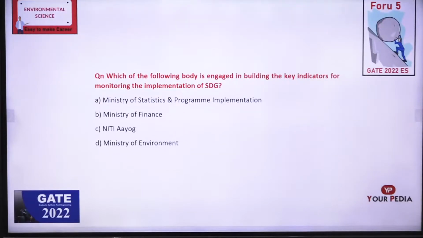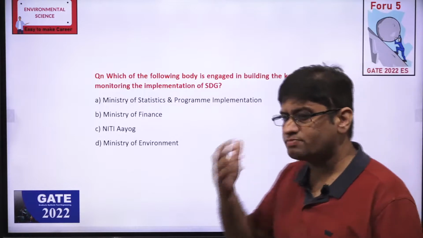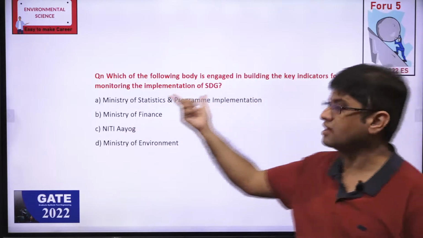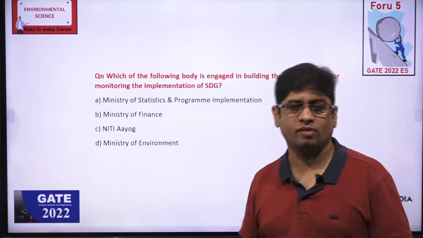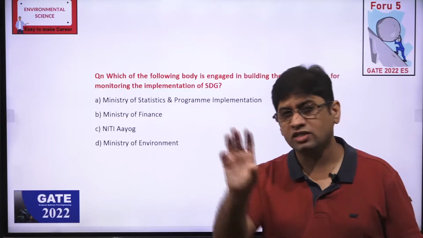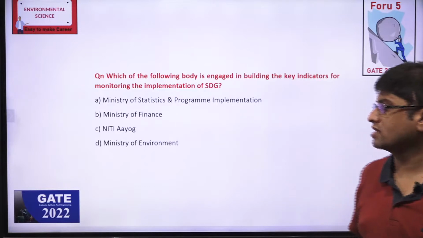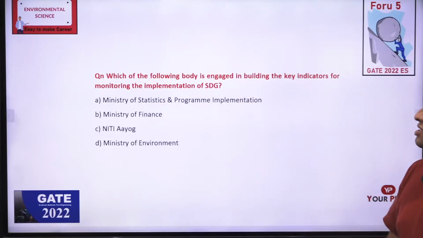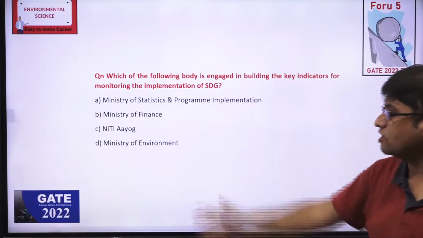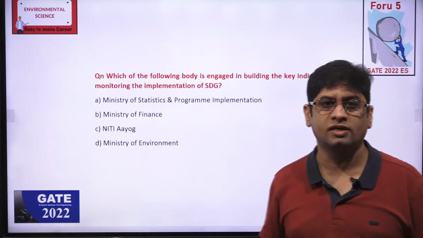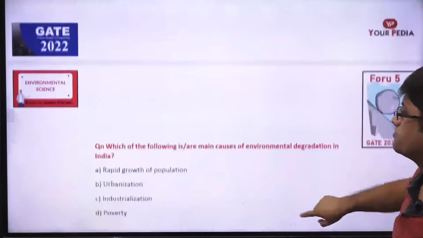Which of the following bodies is engaged in building the key indicators for monitoring the implementation of sustainable development goals? On which parameters, which indicators can we see whether we are meeting the sustainable development goals or not? Who makes these indicators in India? The Ministry of Finance, the Ministry of Statistics and Program Implementation, NITI Aayog, or the Ministry of Environment? Which ministry, which body actually makes these indicators? That is the question.